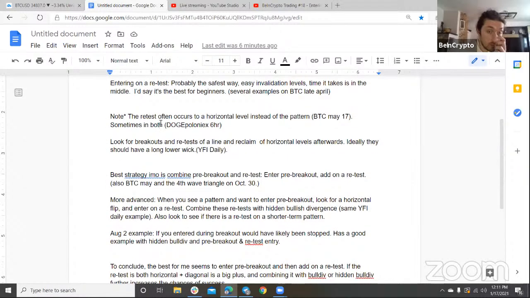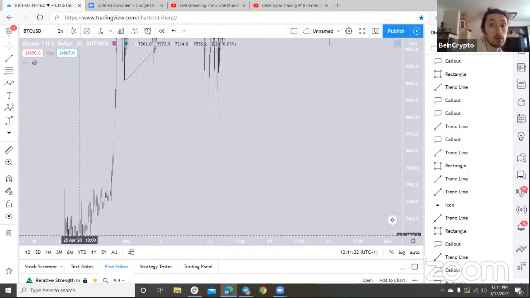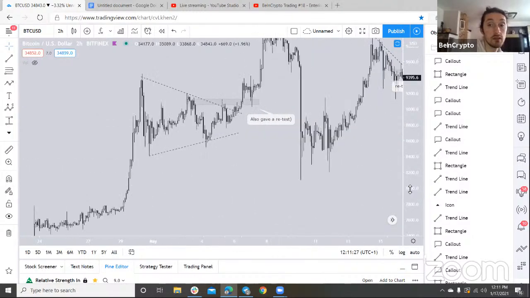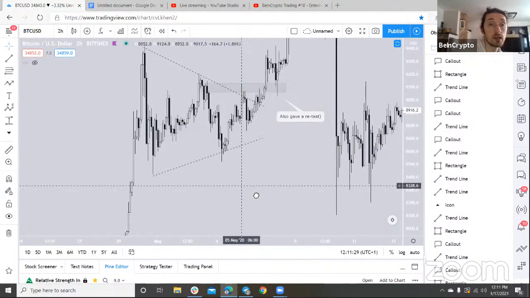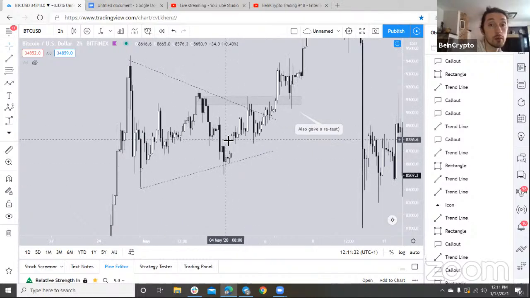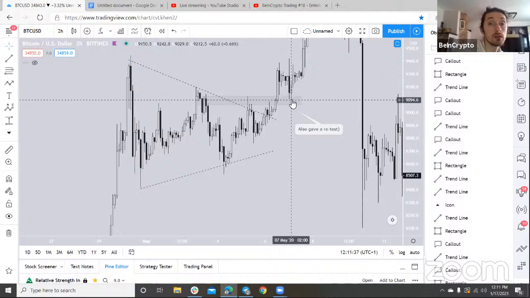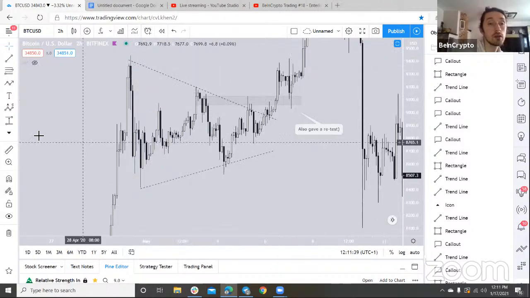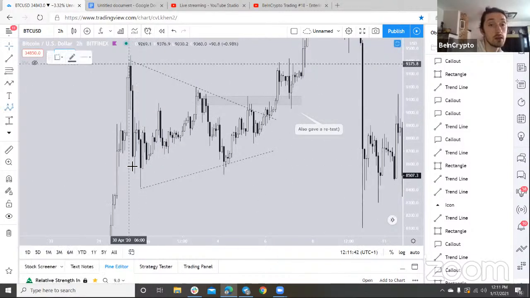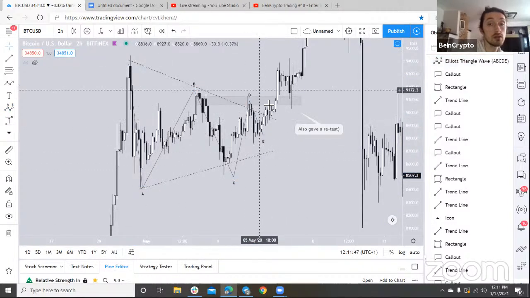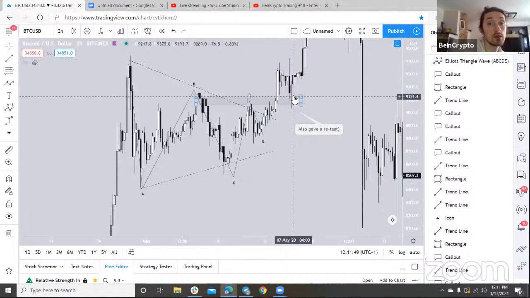Yeah, so sometimes the retest occurs at only the horizontal level instead of the pattern. So we have May. Now again, even the previous pattern, so this is the fourth wave triangle we discussed in the first section, so entering pre-breakout. After the breakout, it gave one retest here and another retest on the horizontal level. So you can combine all of these, right? So if you had the A, B, C, D, E triangle here, and you entered here, you can also add here and then add here again.